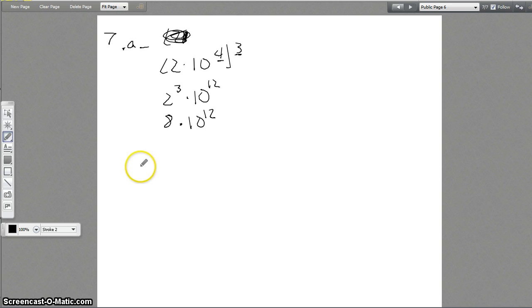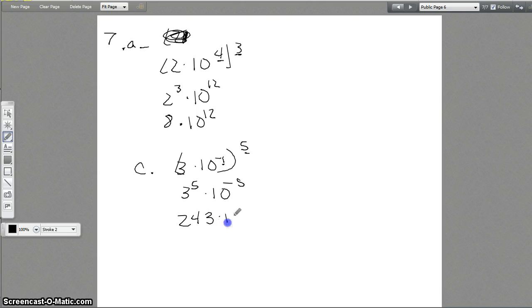Okay, so let's look at part C. Part C is 3 times 10 to the negative 1, and all of that is raised to the 5th power. So that means we have 3 to the 5th times 10 to the negative 5, because negative 1 times 5 is negative 5. So 3 to the 5th power is 243. So what we have here is 243 times 10 to the minus 5. This is not in scientific notation. We need to move the decimal just after the 2 so that we have 2.43 times 10 to some power.